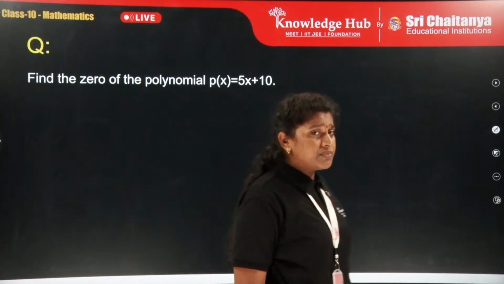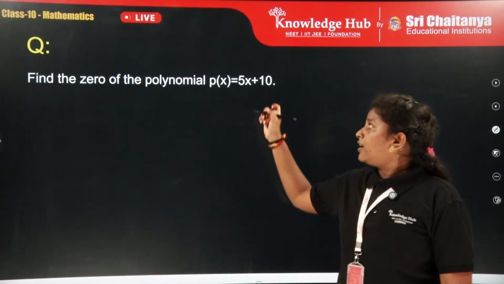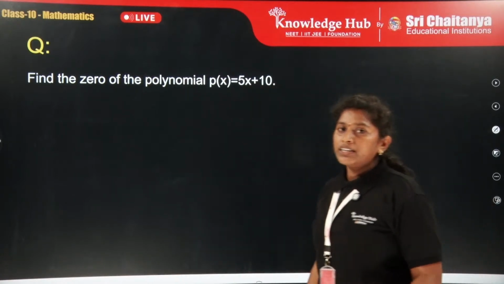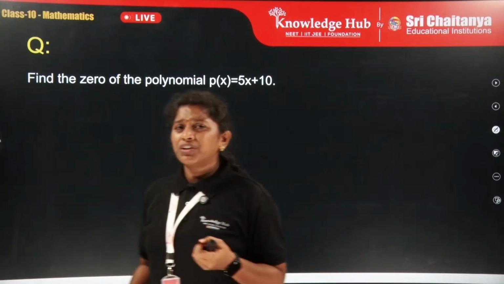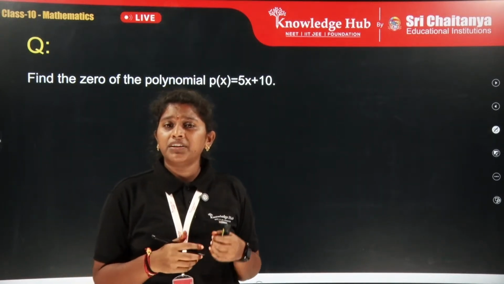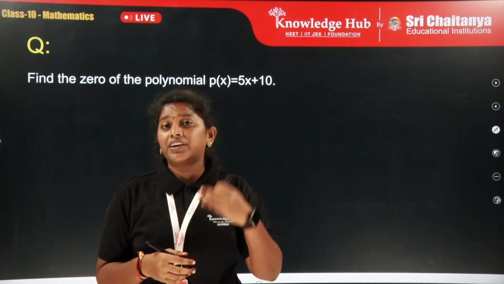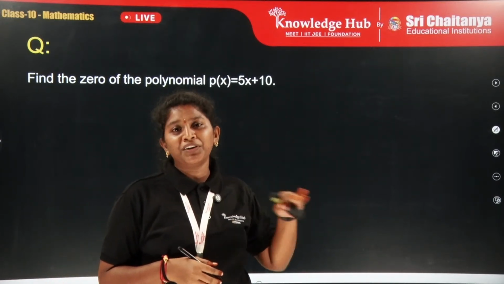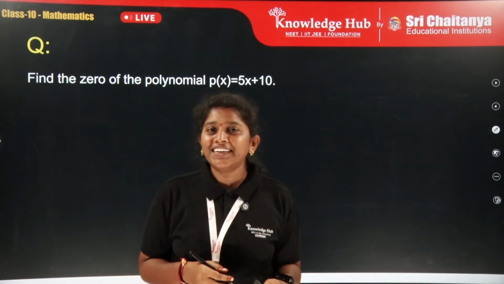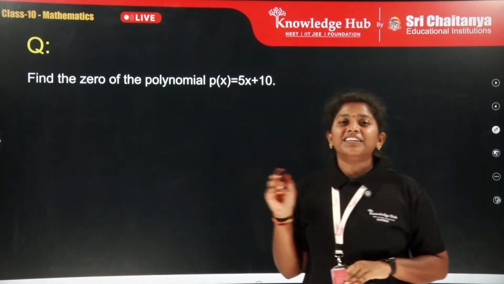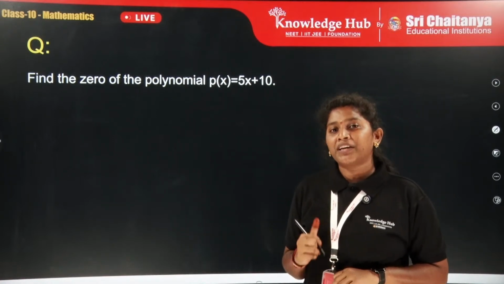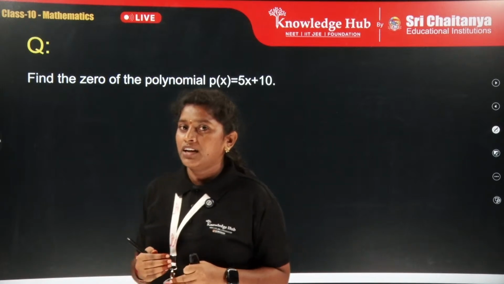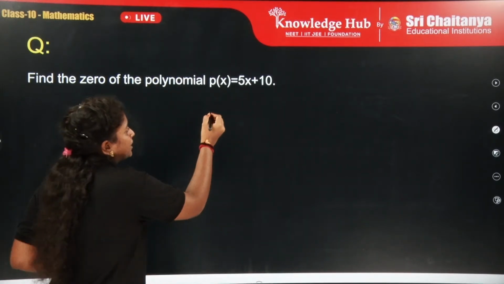Coming to another question, find the zero of the polynomial p of x equals 5x + 10. Another important thing: when you have a question, first of all identify whether it is a linear polynomial or a quadratic polynomial. If you use the same method for a quadratic polynomial, you won't get the zeros. So clearly you have to use this method for linear polynomials. For that, first make sure that the given question is in the form of a linear polynomial.